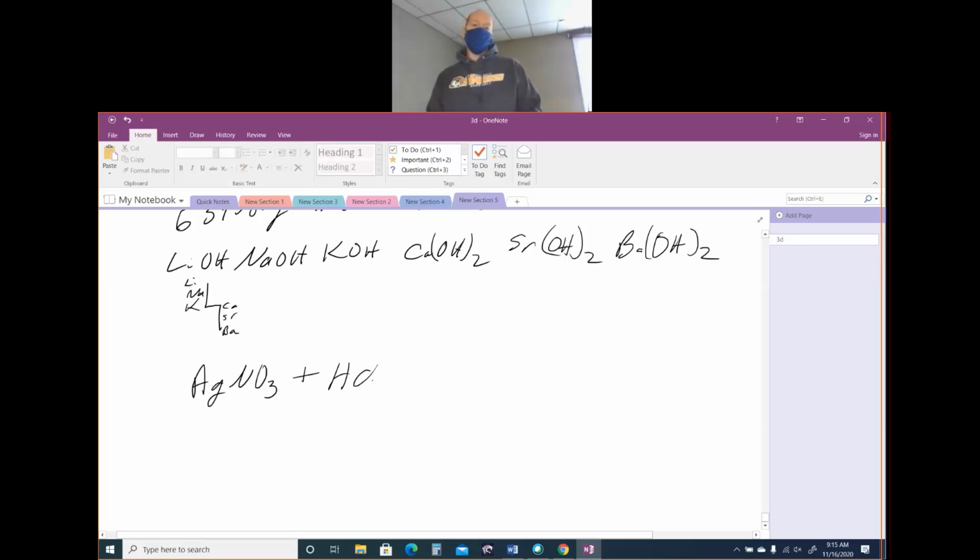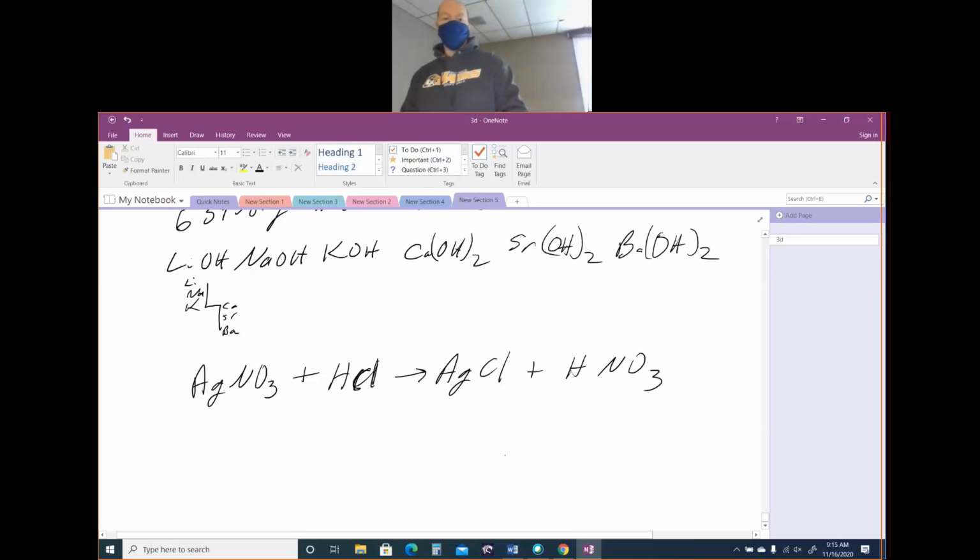AgNO3 plus HCl. All right, so you do a double replacement reaction. So your silver is positive. It goes with the Cl. So you got your AgCl. Is an ugly Cl, but that is a Cl. And then you have your H that goes with your NO3. All right, so that is a double replacement reaction.